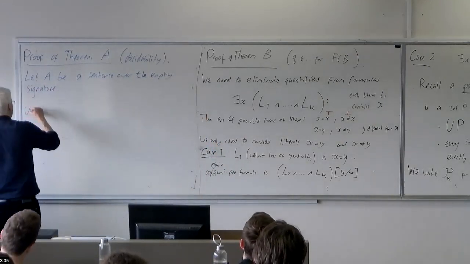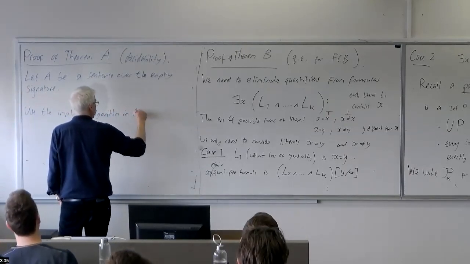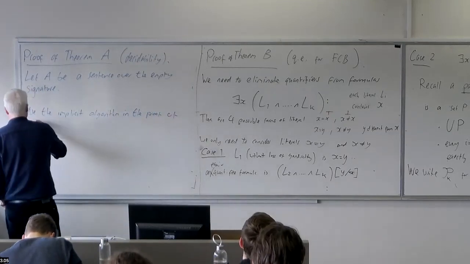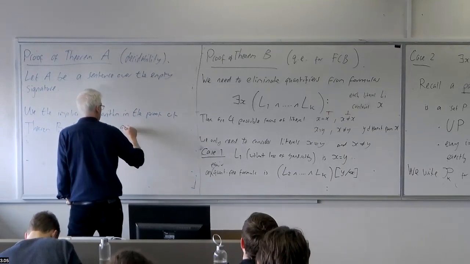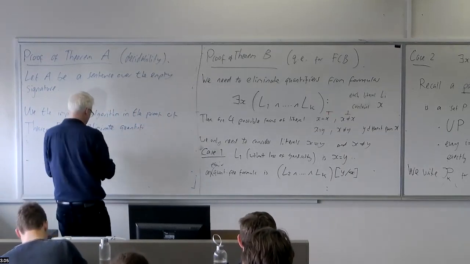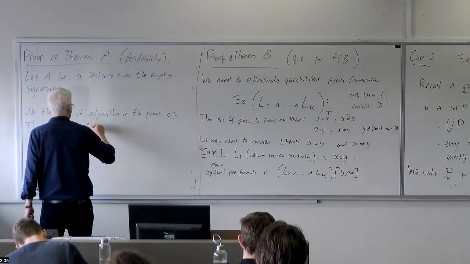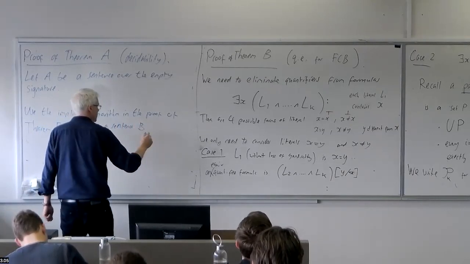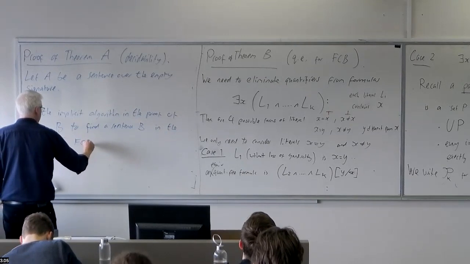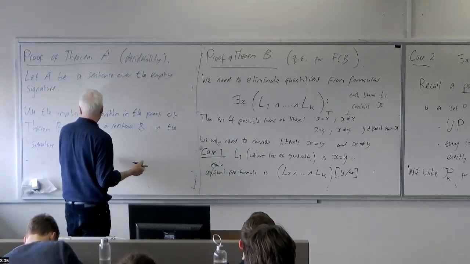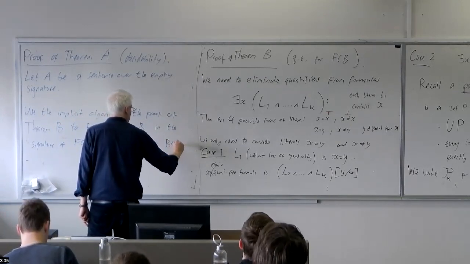So use the algorithm in the proof of theorem B to eliminate quantifiers from A. Well, let's just say to find a sentence B in the signature of the theory FCB of finite cardinal bounds with these propositional constants for cardinalities, such that in the theory of finite cardinal bounds, B is equivalent to A.